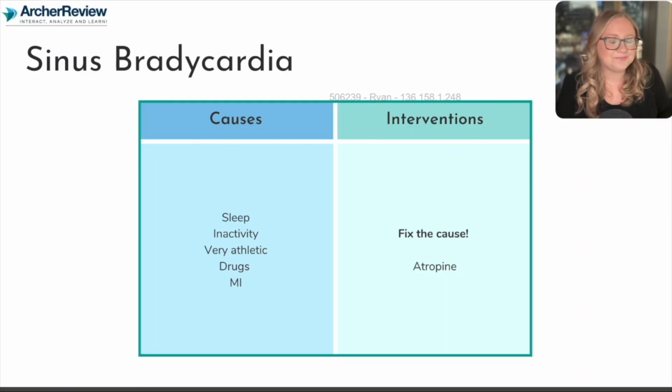And your intervention is to fix the cause. If my client is just sleeping really deeply and their heart rate is in the 40s, I probably don't need to give them any medication. I might need to wake them up a little bit. Or perhaps that's their normal heart rate, and that's okay. Now, if my client is symptomatic, they're having poor perfusion due to this sinus bradycardia, of course, I do want to do something. And the medication that we give for bradycardia is atropine. If we have symptomatic bradycardia and we need to increase that client's heart rate, atropine is the medication to remember.